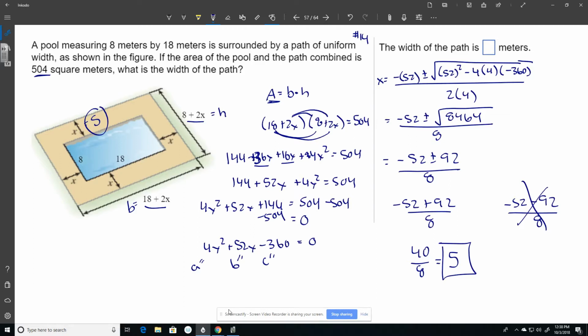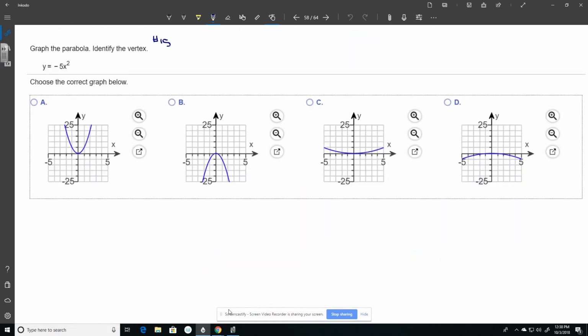Okay. On the test, you should come up with a nice width. It's not going to be some ugly decimal. It's going to be a nice, reasonable number, even if these are different numbers for you. Yours might be really big. It's still going to come out to be a nice number. Okay. All right. Number 15.